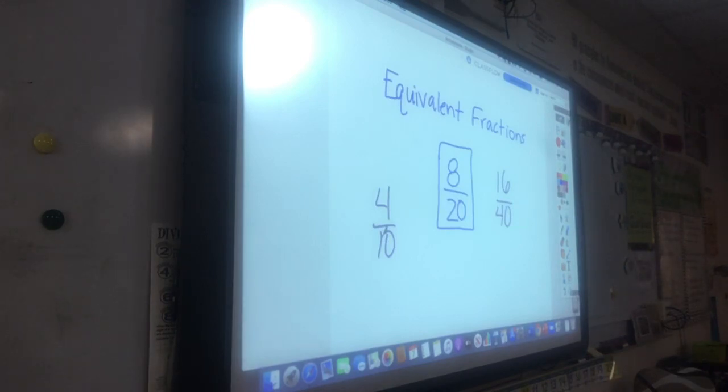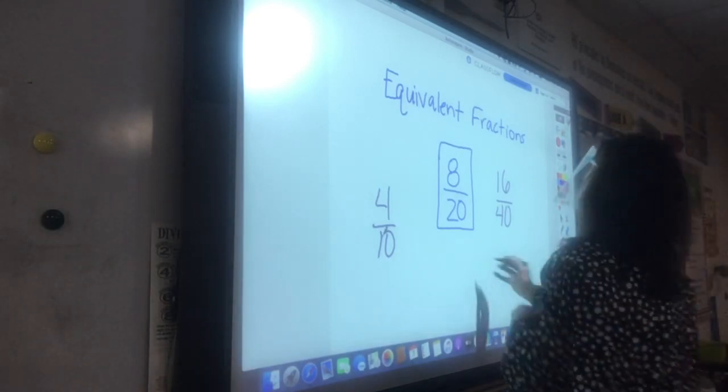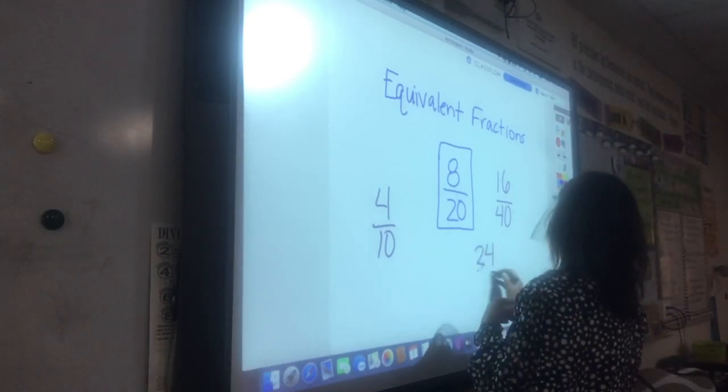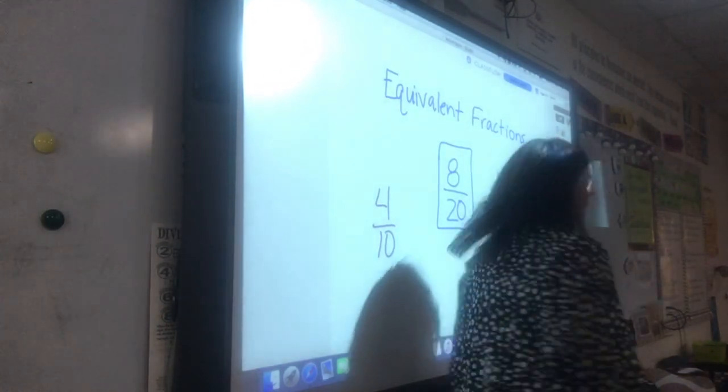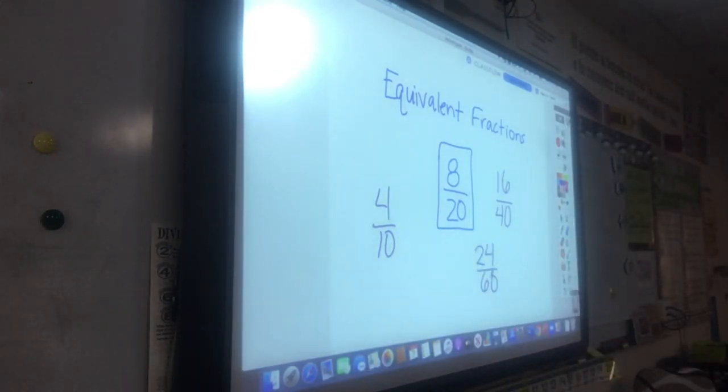What would be another equivalent fraction for 8/20ths? There's also something else I could divide by, and then there's an infinite number of things I could multiply by. Graham, give me something else that's equivalent to 8/20ths. 24/60ths. Yes. He multiplied the top and bottom both by 3. That would be another equivalent fraction.